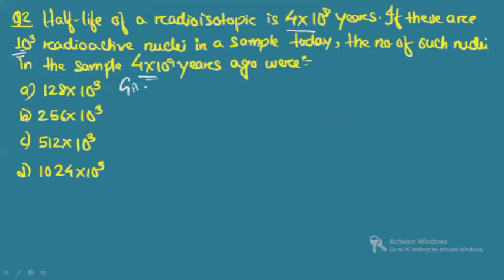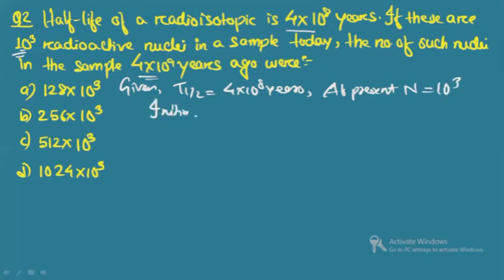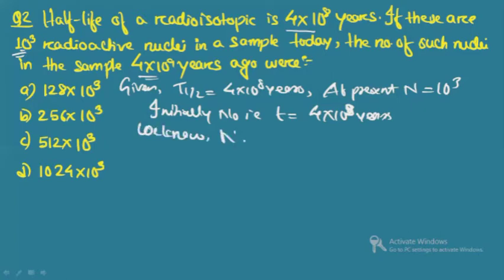So I'm writing here what is given to us. Given is T half equals 4 into 10 to the power 8 years. At present, the number of radioactive nuclei I'm considering to be N and it is 10 to the power 3. Initially, I'm considering it to be N naught, that is at time t equals 4 into 10 to the power 9 years. So we know the radioactive decay law, which is written as N equals N naught e to the power minus lambda t. So you see N is 10 to the power 3 here.